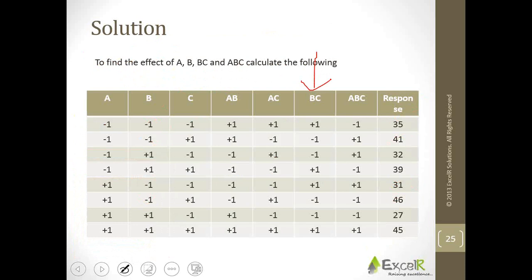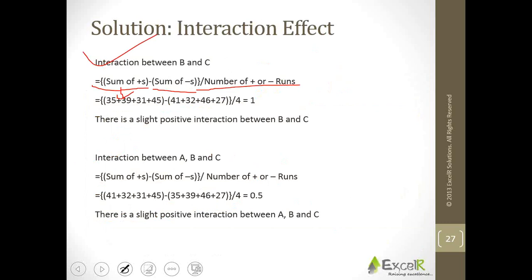We are looking into the interaction effect of BC. Here are the +1s. Plus, plus, plus, plus. So you sum up all the corresponding response values for +1. You subtract it from all the corresponding response values of -1. So that is what is mentioned here. The value you are getting is 1. There is a slight positive interaction between B and C. That is what we indicate, 1. Higher it is, more is the interaction.